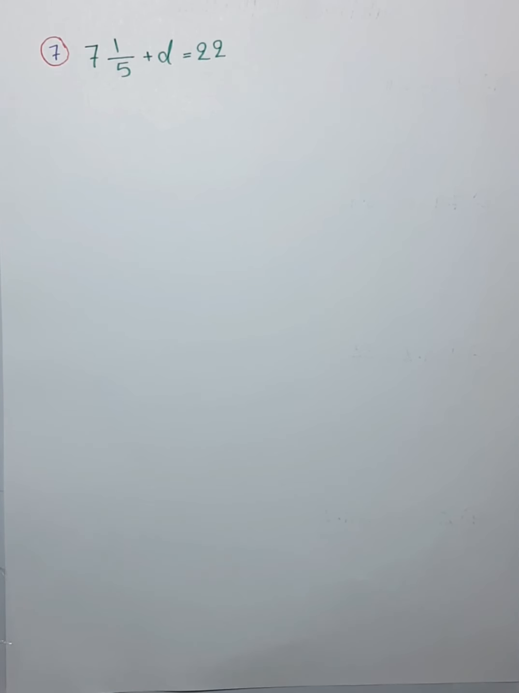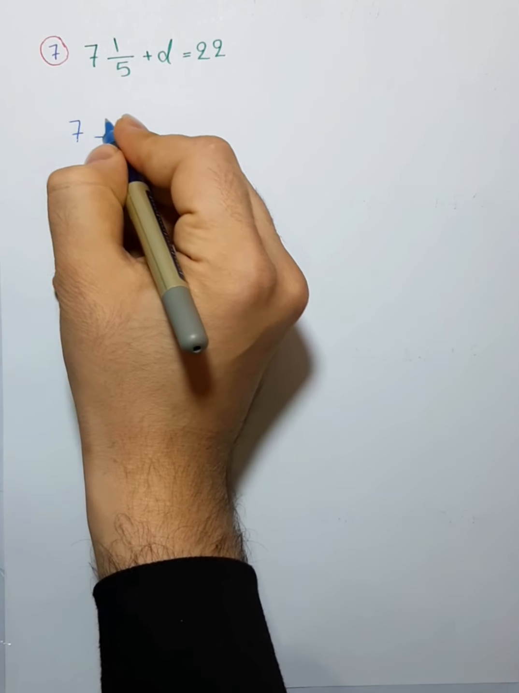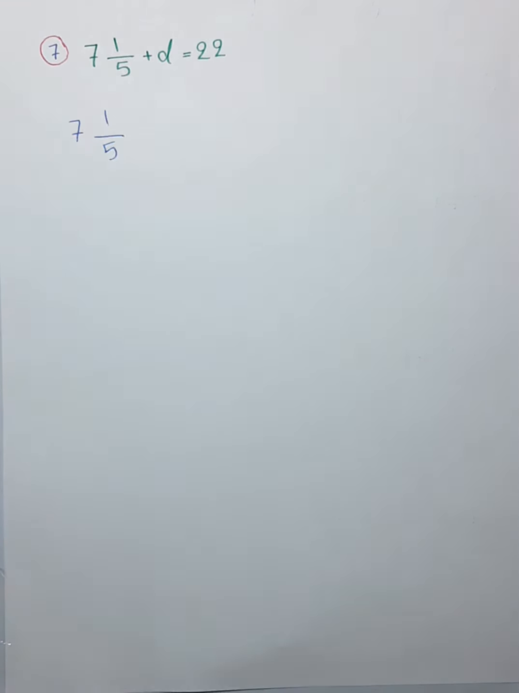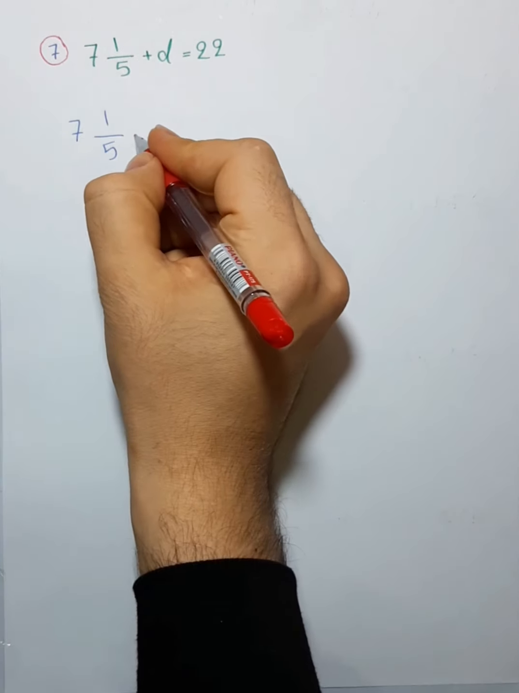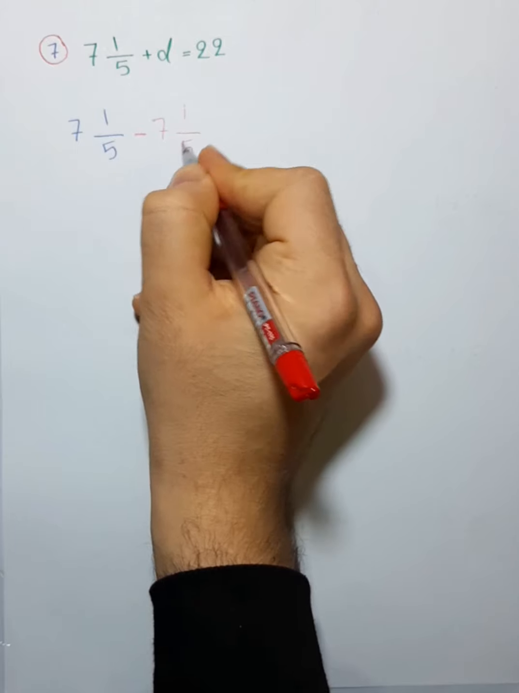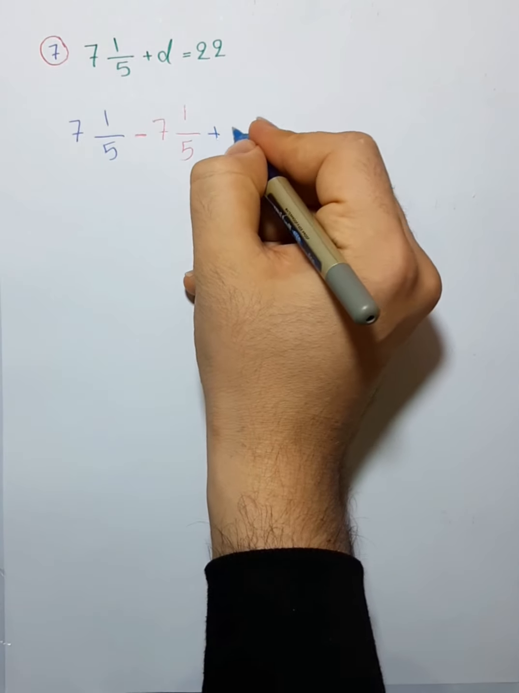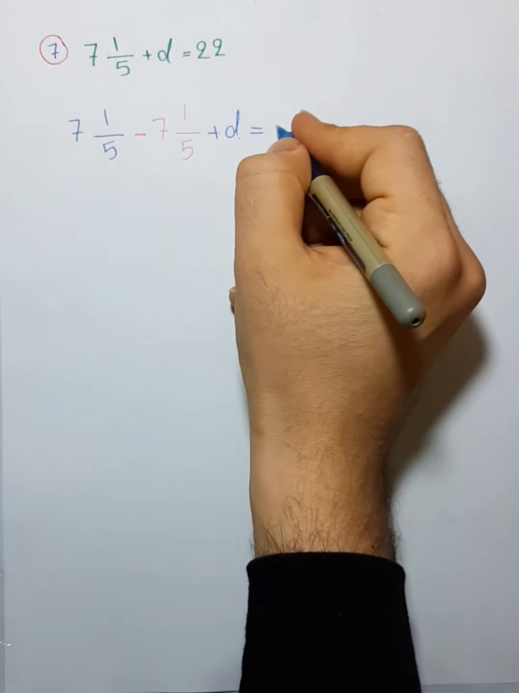Example number 7, we have 7 and 1 out of 5 plus d equal to 22. First, we have to take the inverse of 7 and 1 out of 5 for both sides. So 7 and 1 out of 5 minus 7 and 1 out of 5 plus d equal to 22.